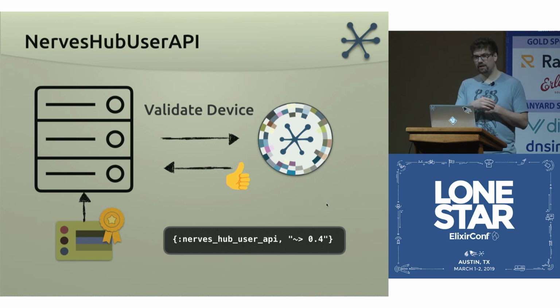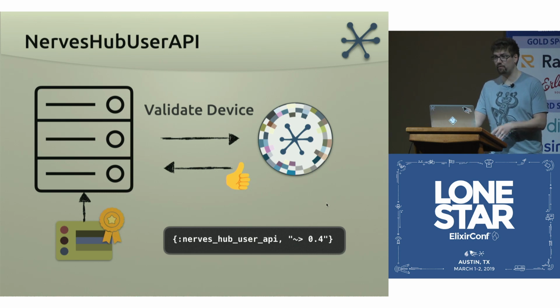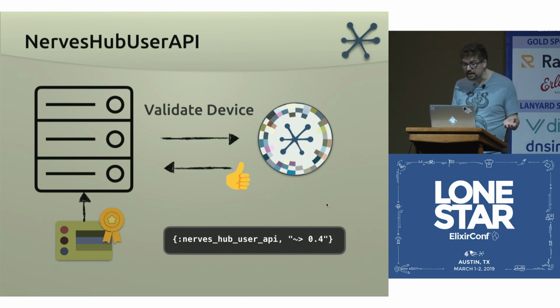And then you can just give it some account credentials for NervesHub for your organization, and it can make all the API calls and have access to all the same utilities that we have for the command line utility. So you can do things like register new devices or query device lists or validate devices as well.